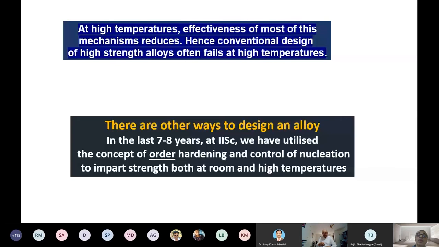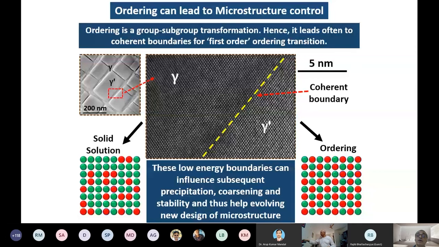This is what I have already talked to you about. This is how we strengthen nickel-based superalloys. You can see gamma, the FCC matrix, and gamma prime, the ordered phase, and you can see the interface is completely coherent. You can walk along any of these lattice lines and walk straight into the gamma prime lattice without any hindrance. Therefore, there's no bond breaking at the interface, so it is very low energy. And if it's very low energy, at high temperature it's stable. And this is what we have utilized for all nickel-based superalloys, which drive our aerospace industries.